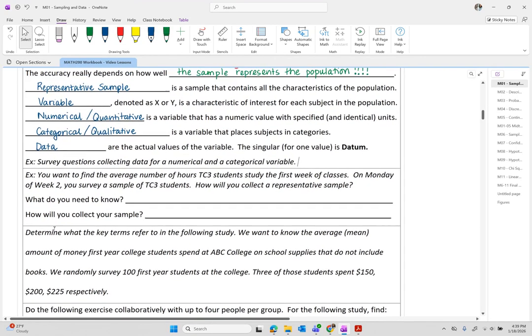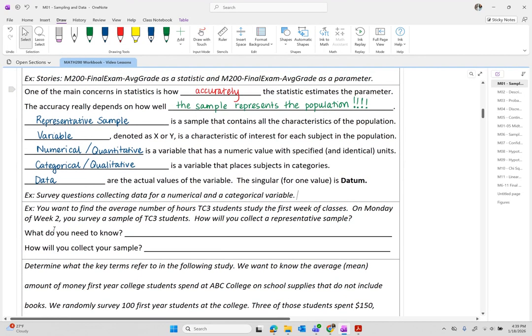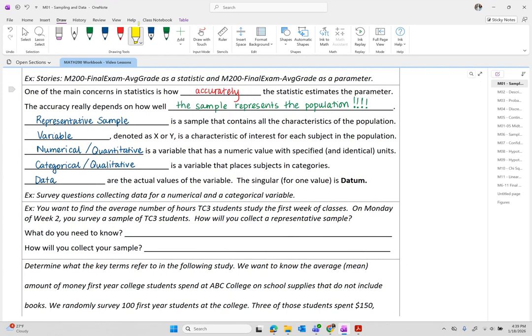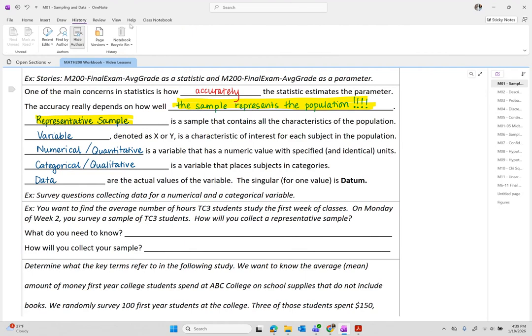Now, the problem with being able to have a representative sample is, how are we going to get that? That's the hardest part in statistics. Unless you have a good sample, you will not be able to produce a good inference for the population, which is the purpose of doing statistics.